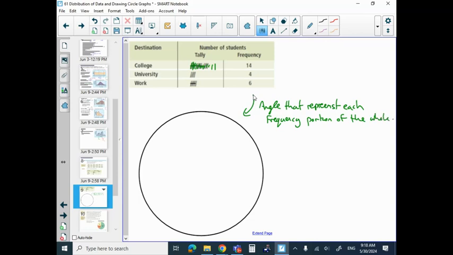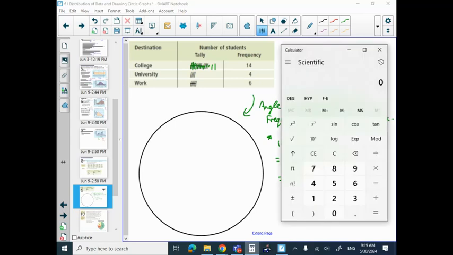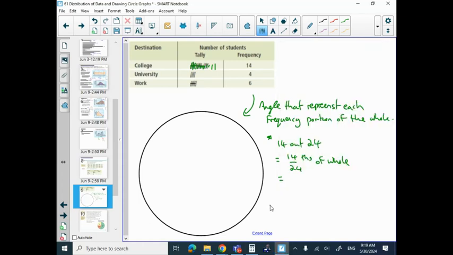Something like that. And so for this one, for the 14, I would encourage you to think of it as 14 out of 24, right? And so obviously you can think of that as 14 24ths of the total. So when you do that, you're going to have 14 divided by 24. So you're going to say, okay, it's 0.583 of the total.